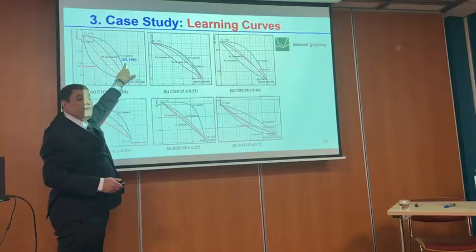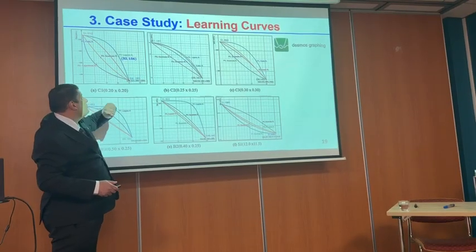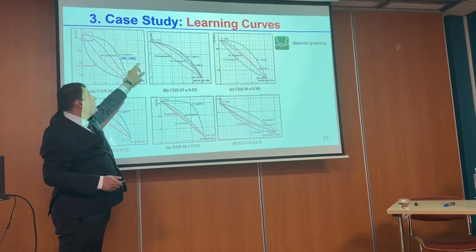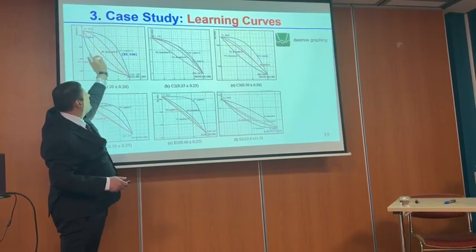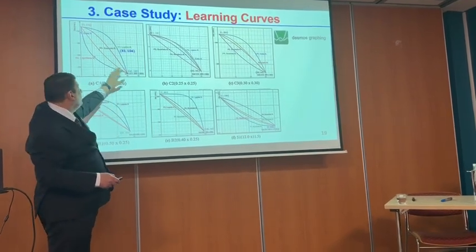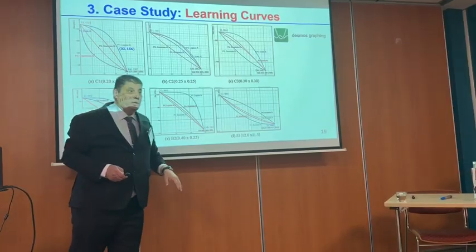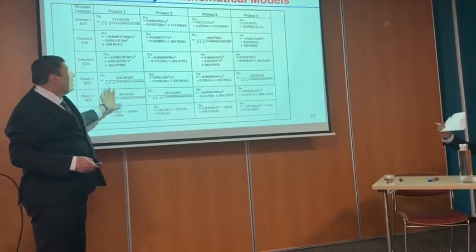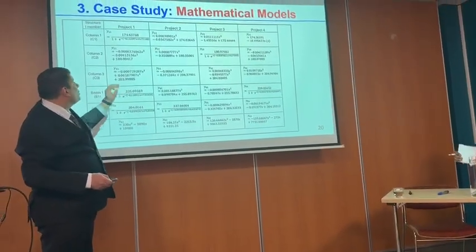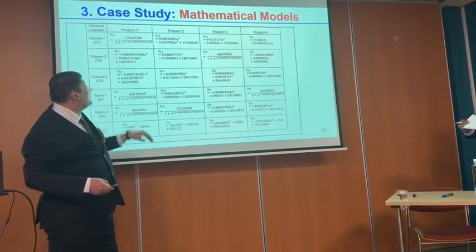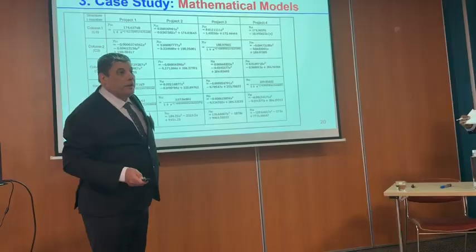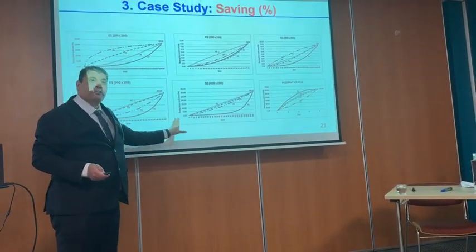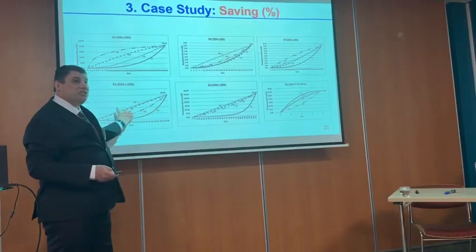For the first column of the first building, X2 here is 32 and the duration is 156. And I develop the curve accordingly. If you develop these curves, directly you will get the mathematical models. If you get the mathematical models, for each one of them you will get the required time. And here it is. Accordingly, you will get the saving.